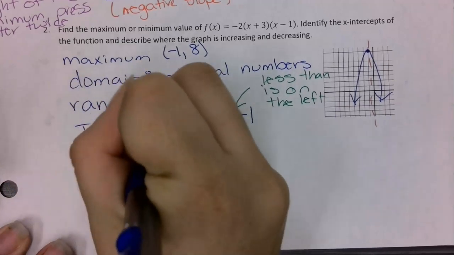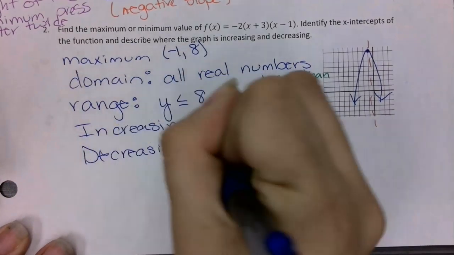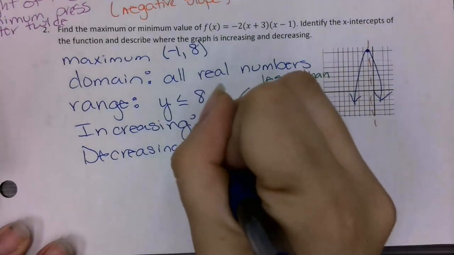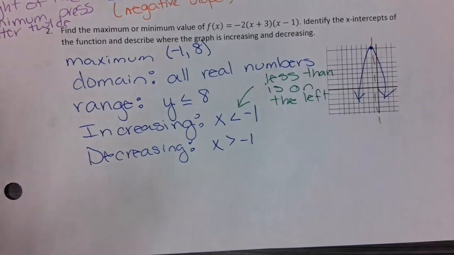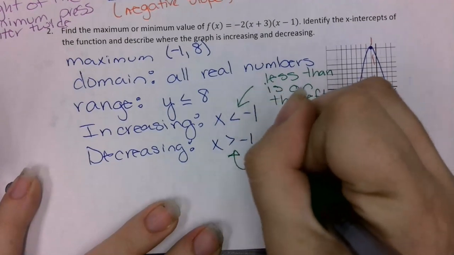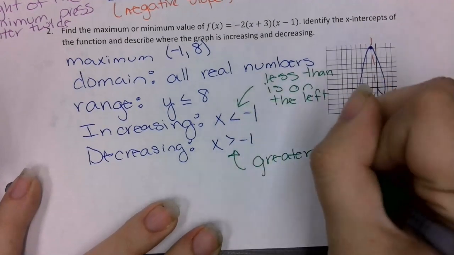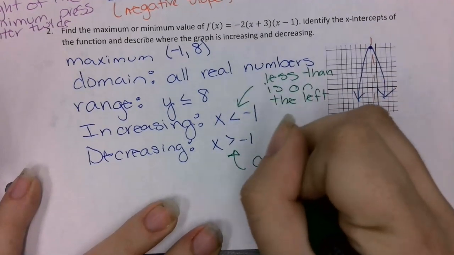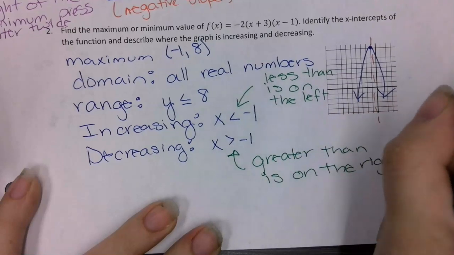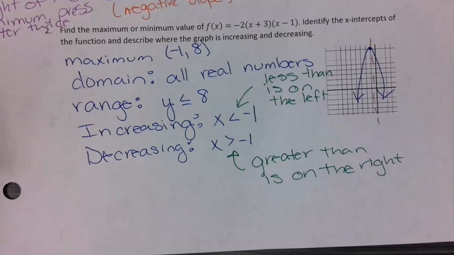So then for my decreasing is going to be what? Okay, questions here?